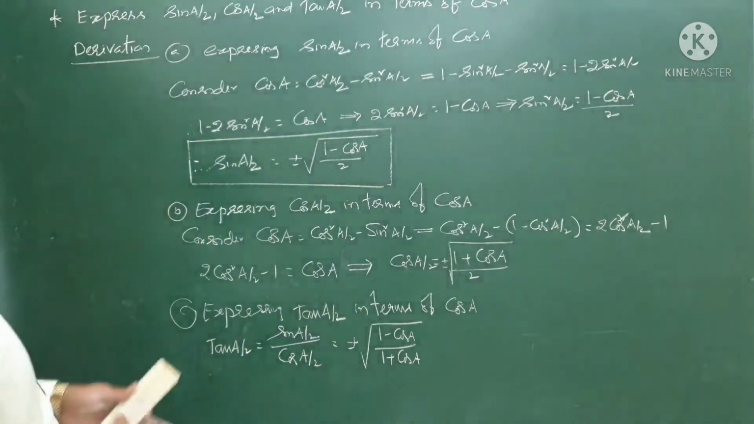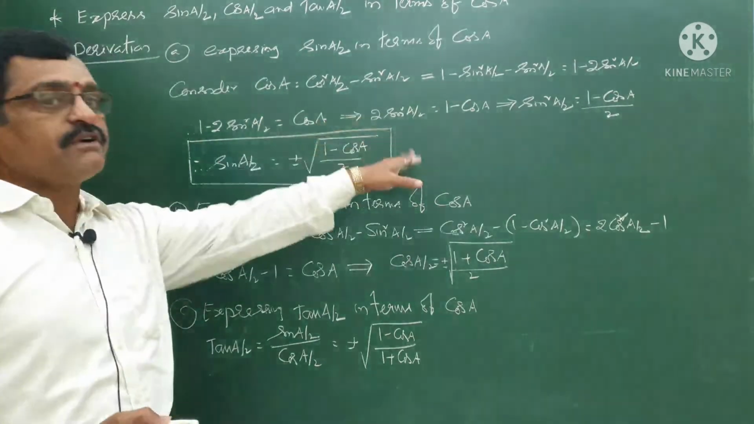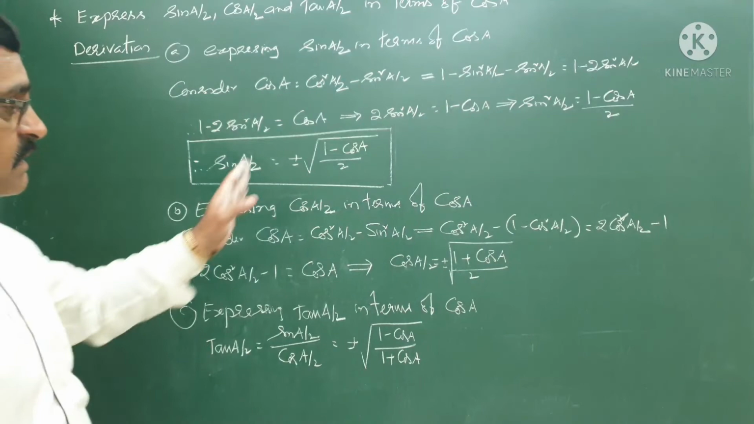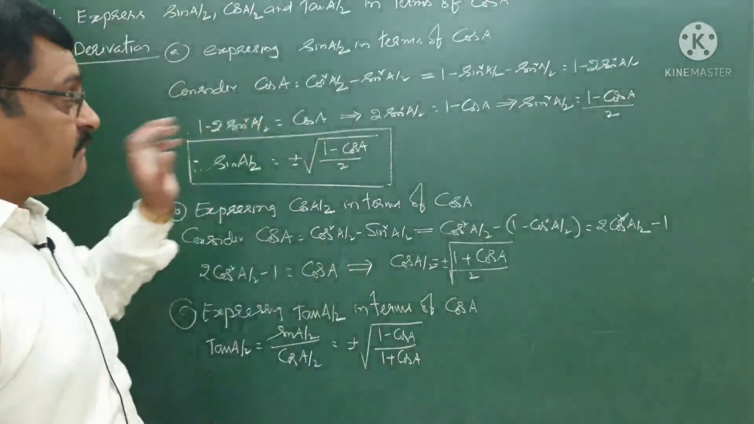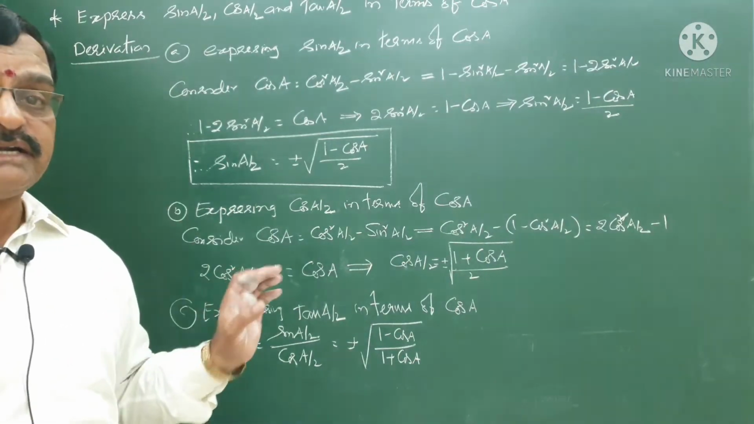So we can express sin A by 2 in terms of cos A, cos A by 2 in terms of cos A, tan A by 2 in terms of cos A. These three are very, very useful identities. Please take it.